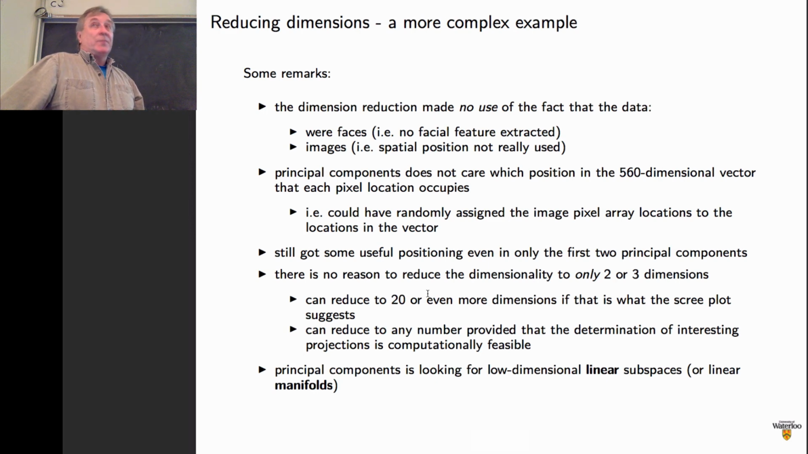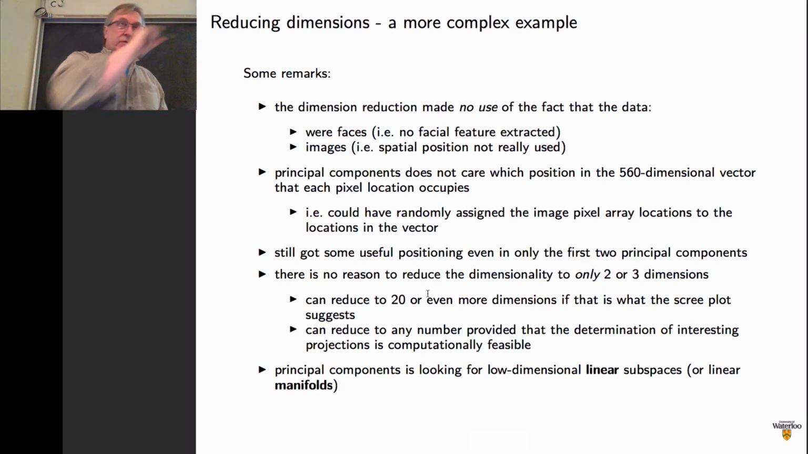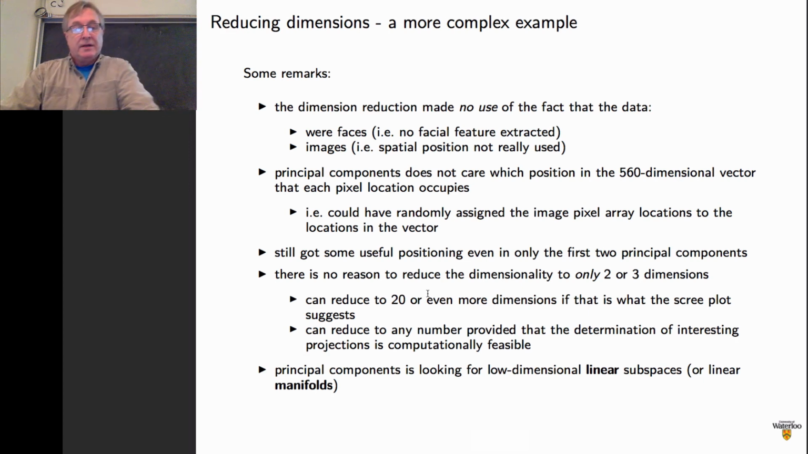So we're not making any use of any of that information. And even so, with this 20-dimensional reduction, we end up identifying points that are near each other in that high-dimensional space. Okay? So the principal components doesn't care which position we moved our array pixels into, as long as the same array position got moved to the same coordinate of the vector. Doesn't really matter. And we still get some useful positioning, even if we're only looking at the first two principal components.